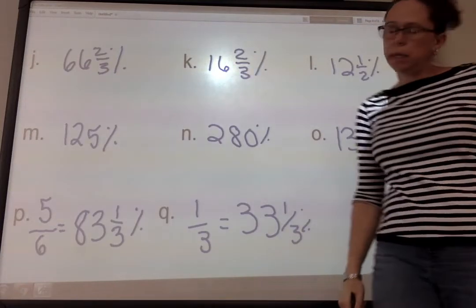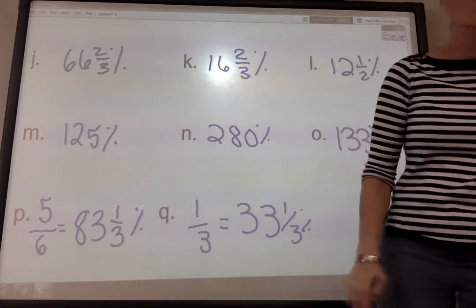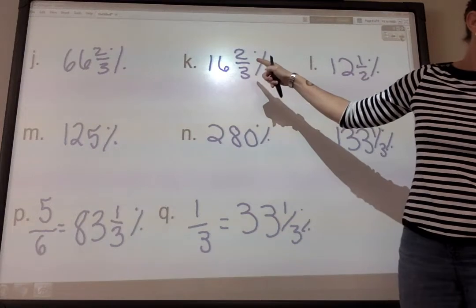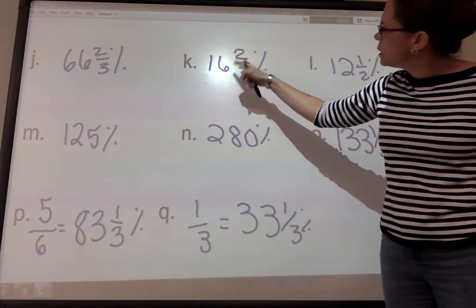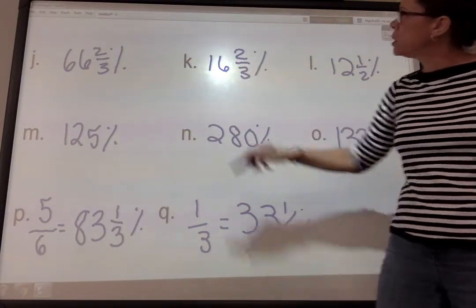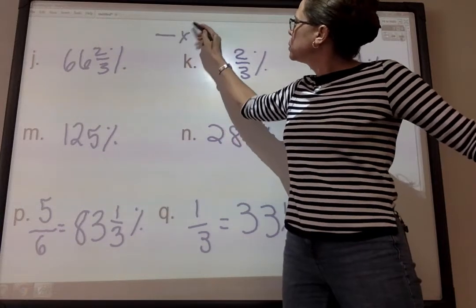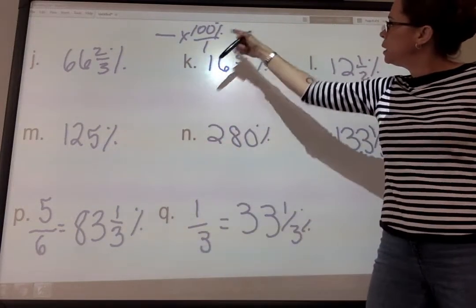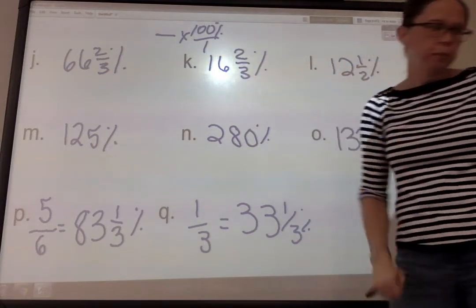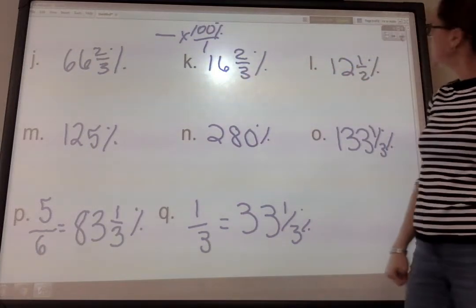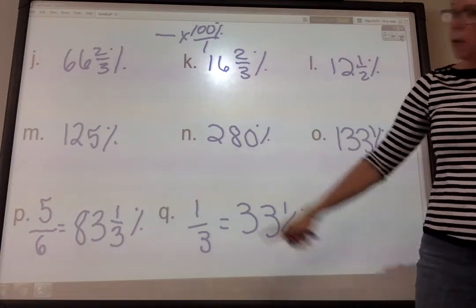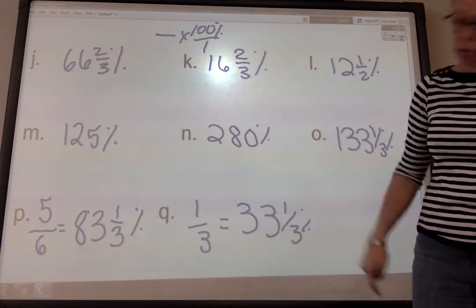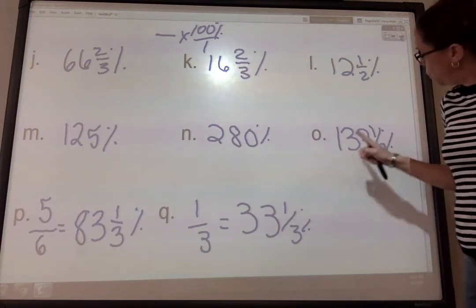Fraction ones were not so easy. J, 2/3 is the same as 66 and 2/3%. K, 1/6 becomes 16 and 2/3%. Remember, take your fraction, multiply it by 100% over 1, and then whatever you get there, you got to do the division. L, 12.5%. M, 125%. N, 280%. O, 130%.